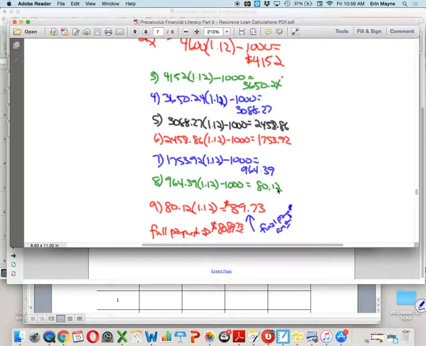Now, really quickly, side comment, if I wanted to then discuss the interest on the loan, how much interest did I pay? Yeah, $3,089.73. Why? Yeah, I take my full amount minus what my actual loan amount was for.